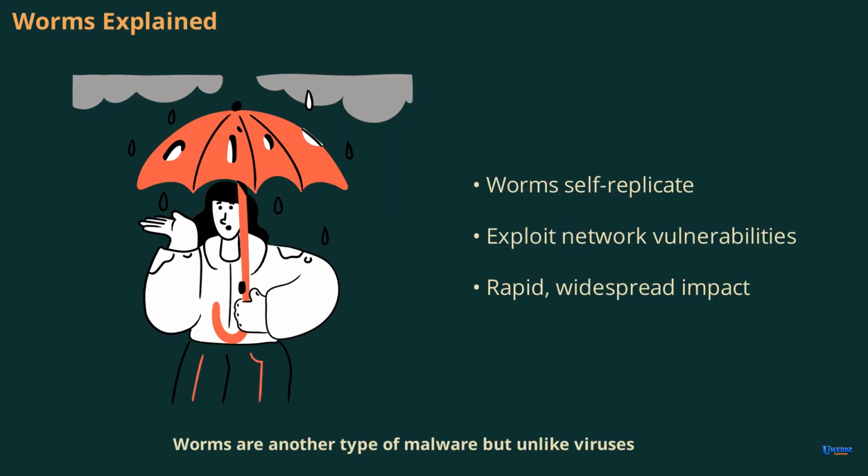Worms are another type of malware, but unlike viruses, they don't need to attach to other programs to spread. Worms are self-replicating and move across networks by exploiting vulnerabilities. A notorious example is the WannaCry ransomware worm from 2017, which used a Windows vulnerability to rapidly encrypt data on computers worldwide. Worms can cause massive disruptions in a short period, making them a favorite tool for attackers looking to spread chaos or demand ransoms.